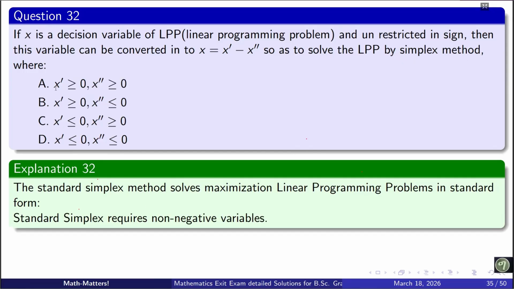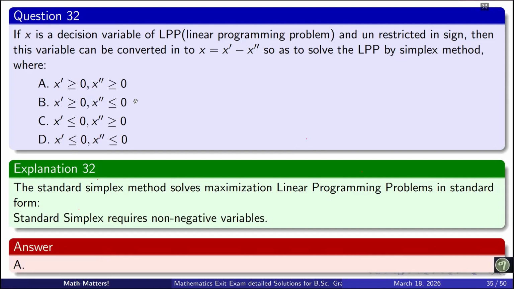For example, here x prime greater than or equal to 0 and x double prime greater than or equal to 0. In B, since x double prime is less than or equal to 0, it may be negative. This is also negative because x prime is less than or equal to 0. So the only option that is non-negative and satisfies the condition of standard simplex is A, x prime greater than or equal to 0 and x double prime greater than or equal to 0. So the answer is A.